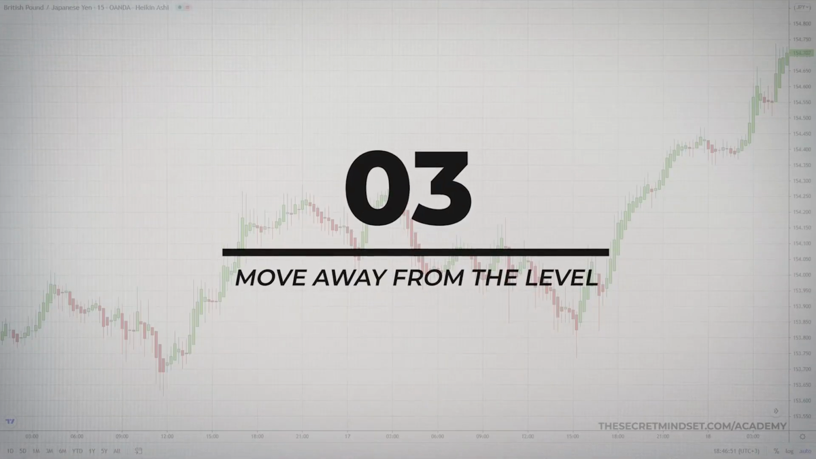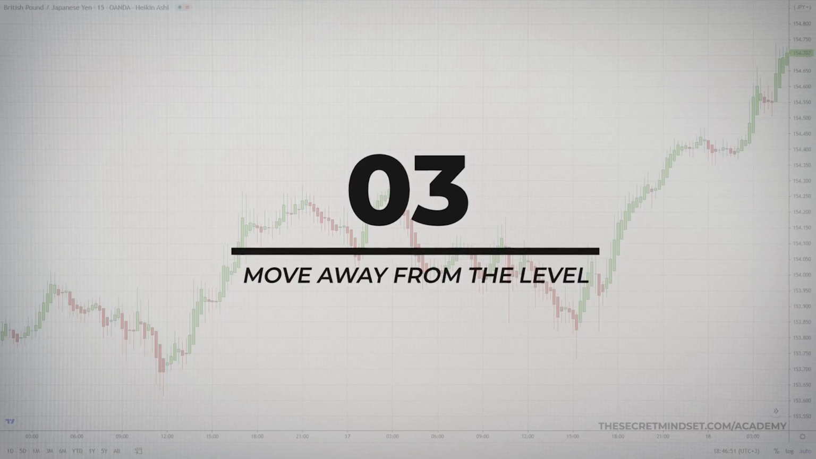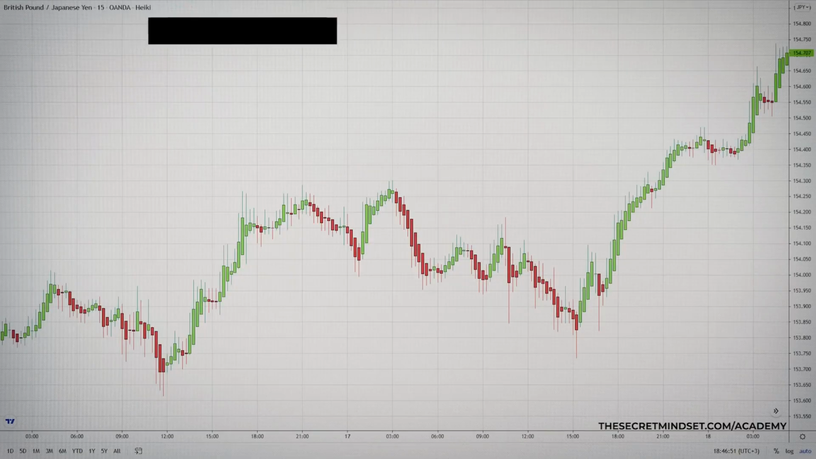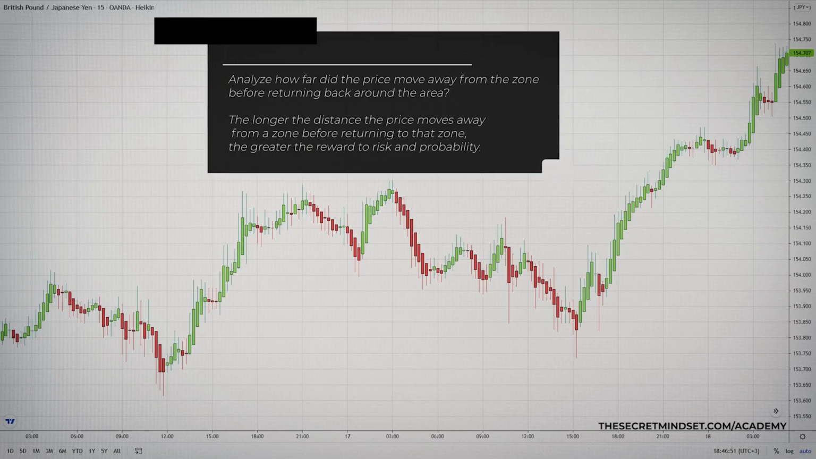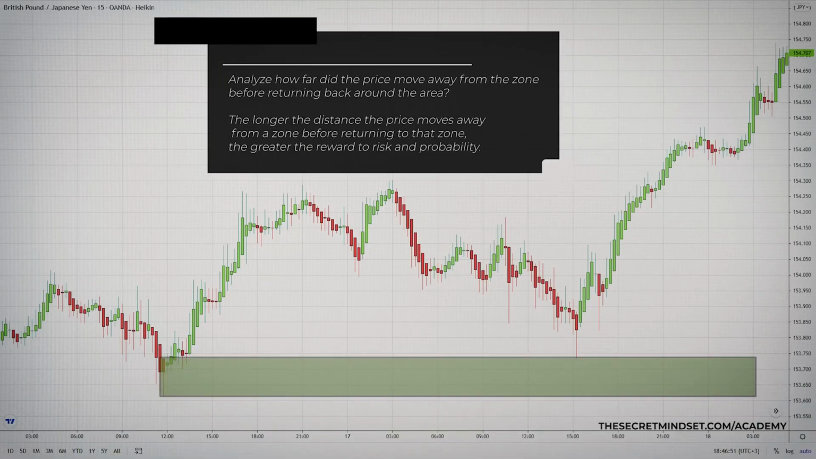Number 3. The move away from the supply and demand level. Here, you analyze how far the price moved away from the zone before returning back around the area. The longer the distance the price moves away from the zone before returning to that zone, the greater the reward to risk and the probability.